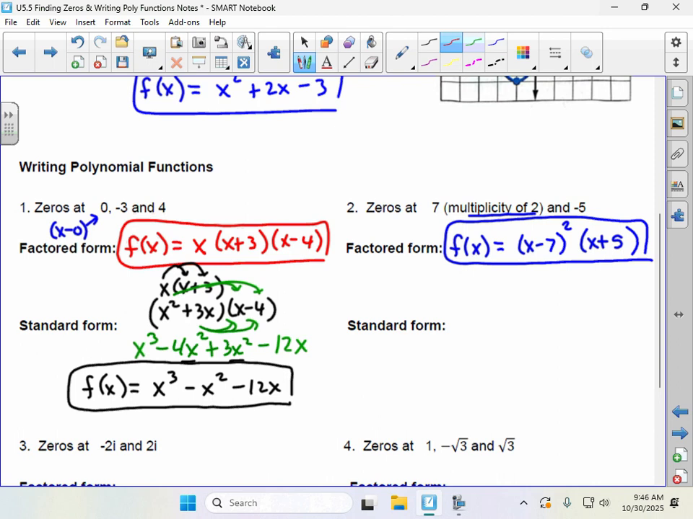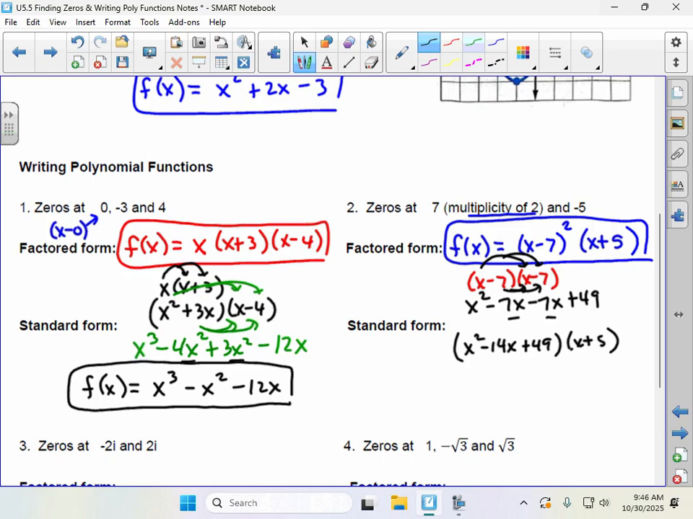All right, so just like before, take 2 at a time. So x minus 7 squared, I would write that as twice, x minus 7, x minus 7. Okay, I'm going to multiply those two together first. I'll get that answer, and then I can bring down that x plus 5 and multiply that together. So I'll double distribute the x in. That's x squared minus 7x. And then minus 7x again, plus 49. Combining like terms, x squared minus 14x plus 49. Put that in parentheses. I'm going to bring that x plus 5 down now and multiply those two together.